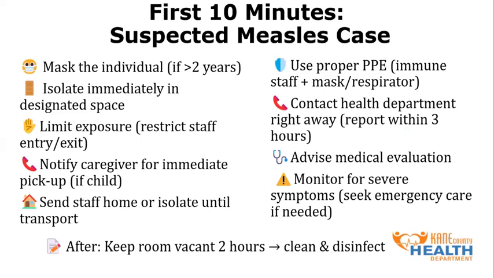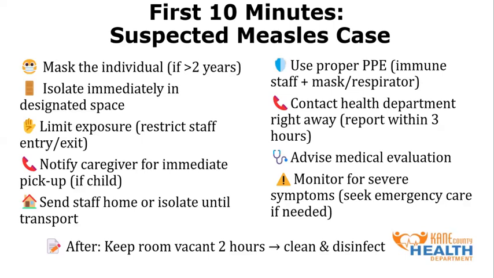The first 10 minutes of a suspected measles case are extremely important. You want to immediately mask the individual if they're over 2 years old and isolate them in a designated area. Limit exposure by minimizing staff movement in and out of that space. If it's a child, notify the parent caregiver right away for pickup. If it's staff, they should be sent home or remain isolated until they can leave safely. Use proper personal protective equipment or PPE, ideally with immune staff. No susceptible contacts should have contact with the case.